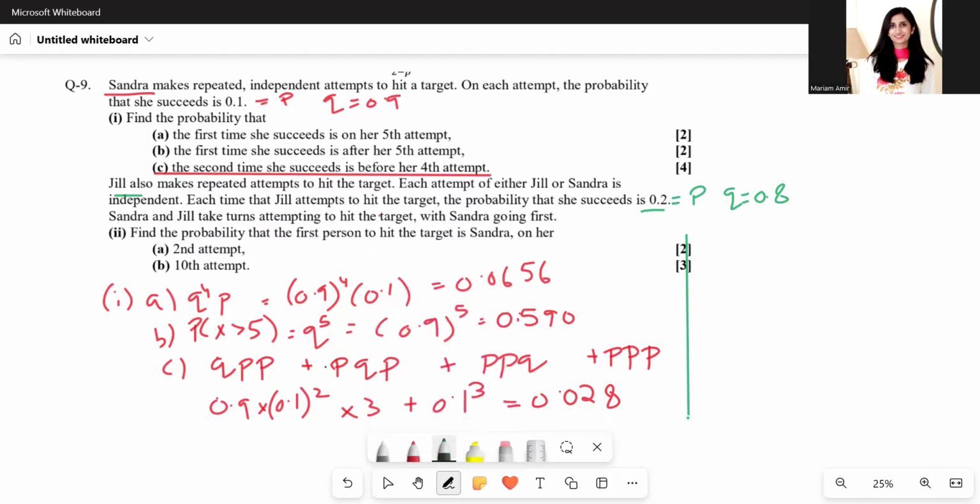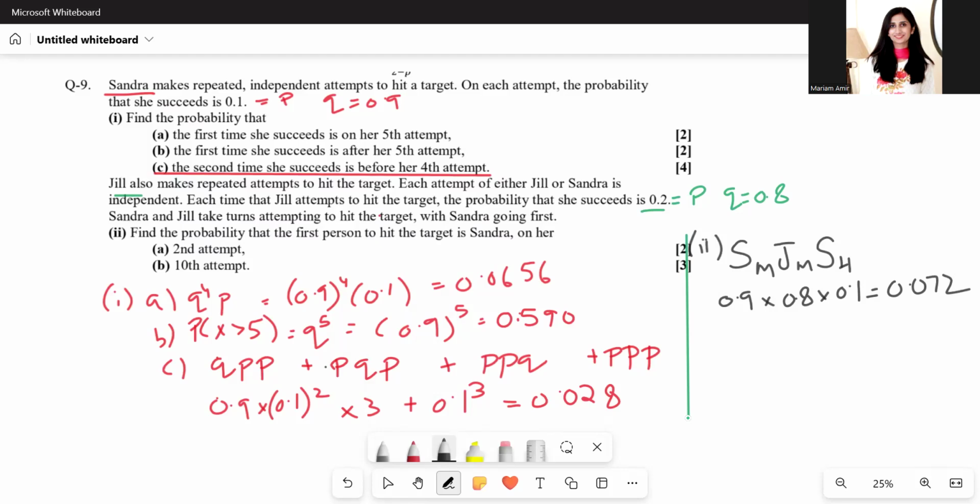Okay, that would mean that in the first attempt, it's Sandra's turn, but she misses. The next attempt is Jill's turn, and she also misses. And the third turn is Sandra's turn, and she hits. So probability of this happening would be Sandra missing is 0.9, then Jill missing is 0.8, and then Sandra hitting is 0.1, which gives 0.072.